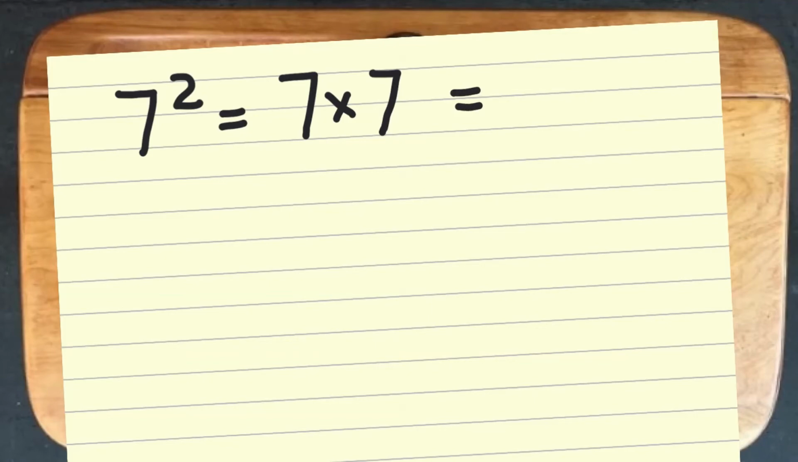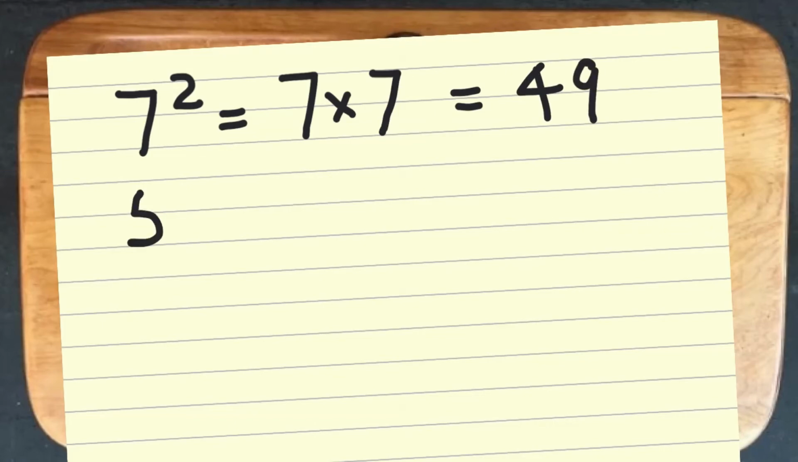Okay, we're going to do some examples now. The first one is 7 squared, or 7 raised to the 2nd power. So how many 7s do we need to multiply together? That's right, 2. So it's 7 times 7. And 7 times 7 is 49.